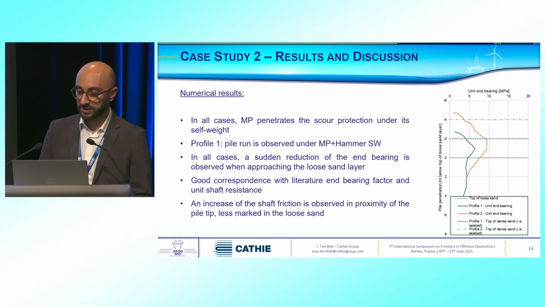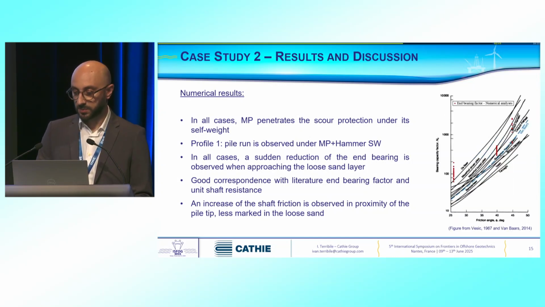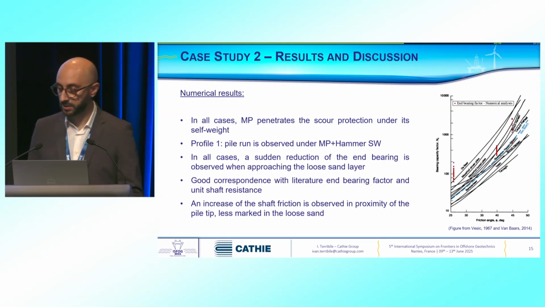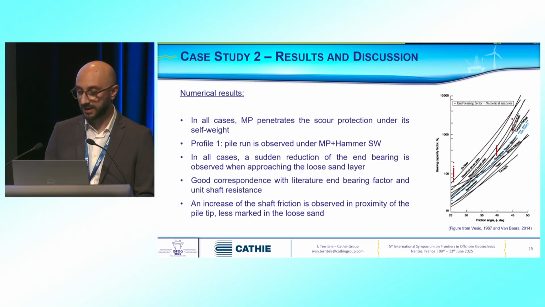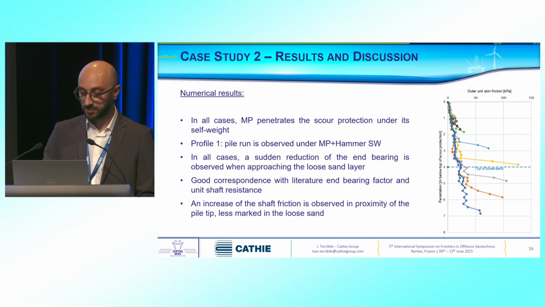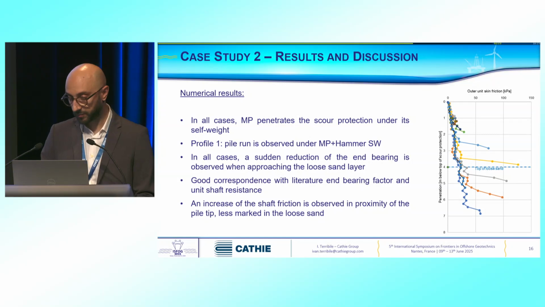In all cases, a sudden reduction of the end bearing is observed when the monopile tip approaches the top of the loose sand. A good correspondence with the end bearing factor and unit skin friction was observed when comparing the results with literature values. Finally, it's also possible to observe a local increase close to the pile tip in terms of shaft friction.